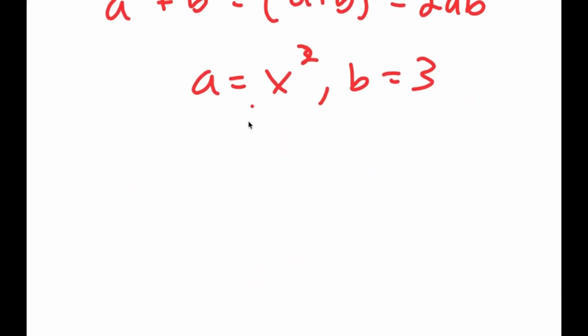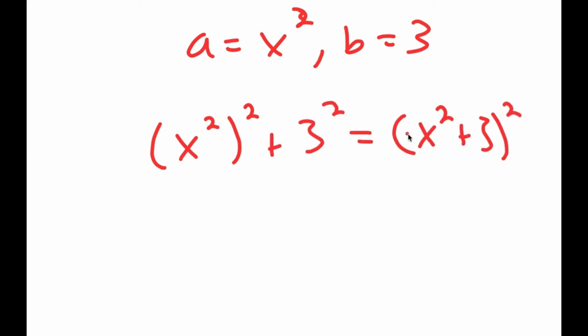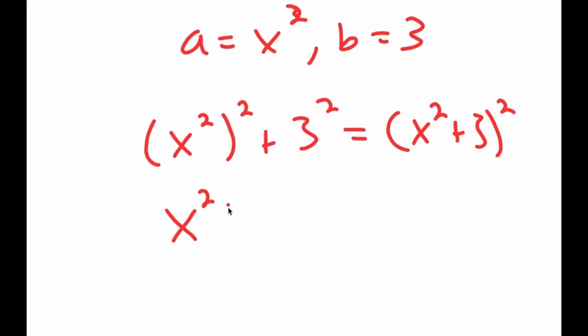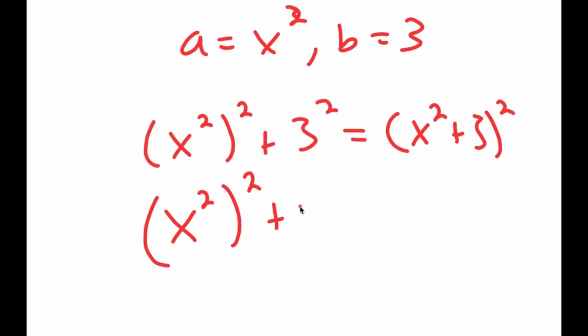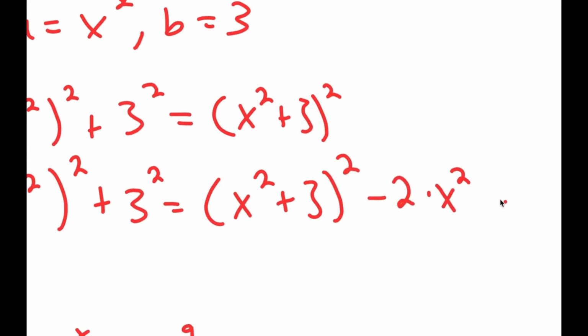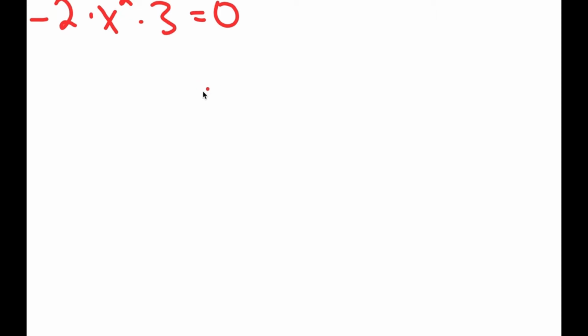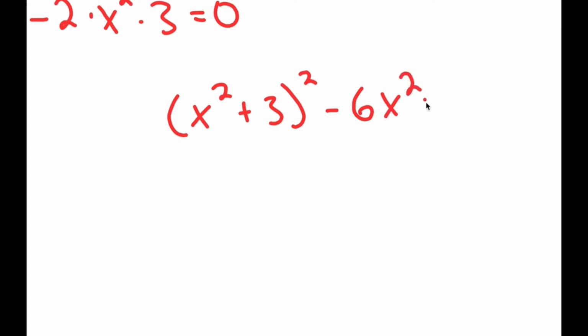Going back over here, so I get x squared to the power of 2 plus 3 squared is equal to x squared plus 3 squared. And this turns into x squared to the power of 2 plus 3 squared is equal to x squared plus 3 squared minus 2 times x squared times 3 is equal to 0. So now from here, I get x squared plus 3 squared minus 6x squared is equal to 0.